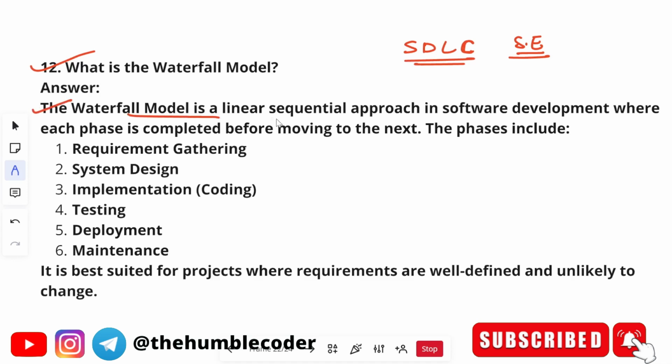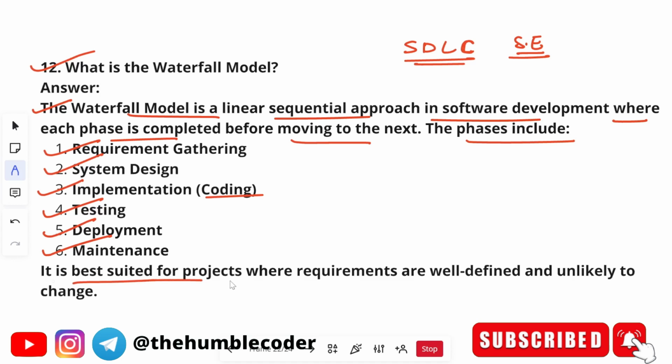The waterfall model is a linear sequential approach in software development where each phase is completed before moving to the next. The phases include requirement gathering, system designing, implementation, in which coding is included, testing, deployment, and maintenance. It is best suited for projects where requirements are well defined and unlikely to change. Okay, this is very important, unlikely to change, because if it is likely to change, then we don't have to use the waterfall model. There are other models like agile and all.